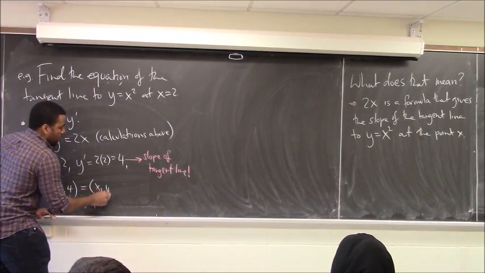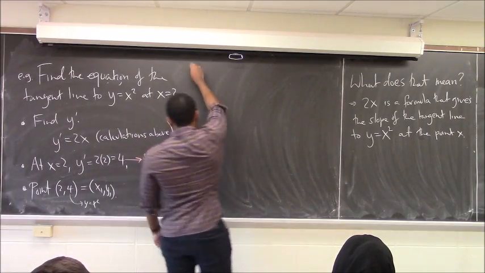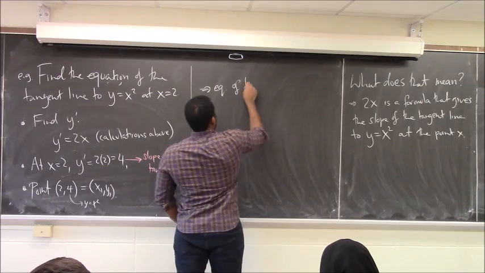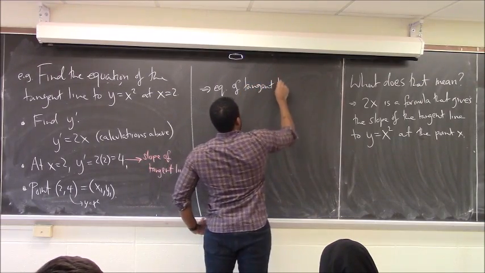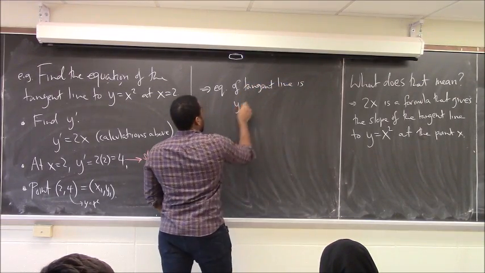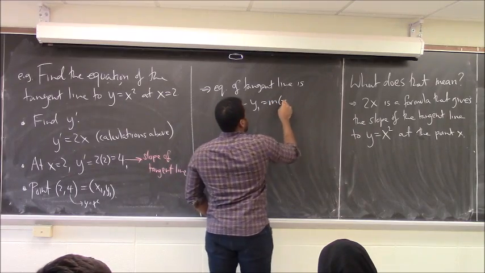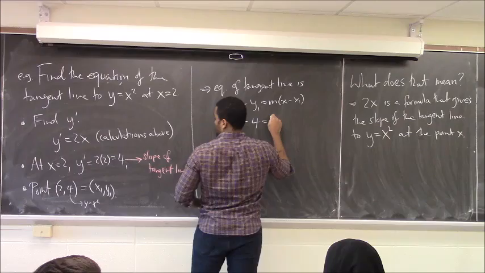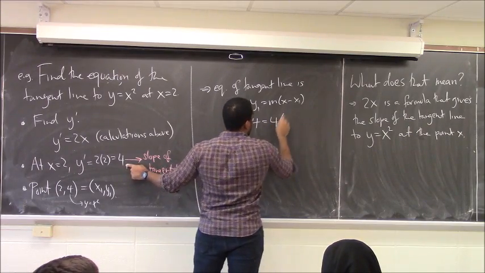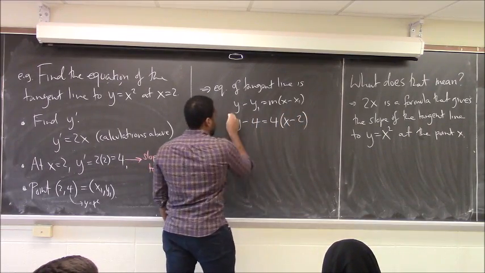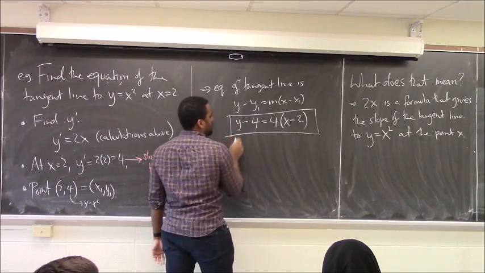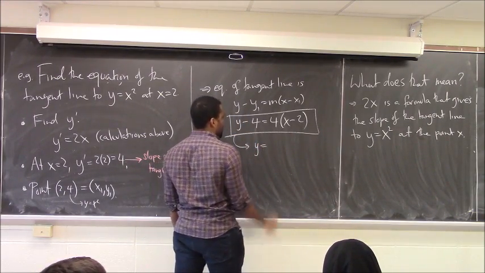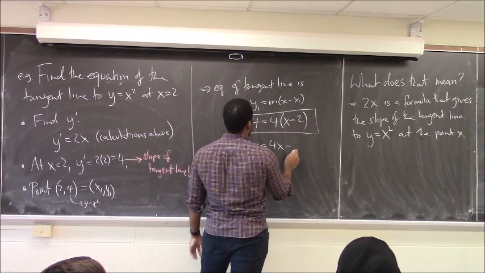That's your x1, y1. And so now you can go to the tangent line. Y minus y1 equals m times x minus x1. Y minus 4 equals 4 times x minus 2. And that's the equation of your tangent line. Or if you prefer mx plus b, which in general I probably wouldn't care about, here it would be 4x minus 4.